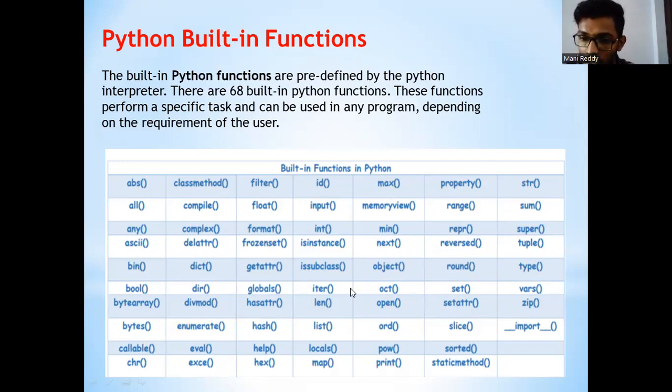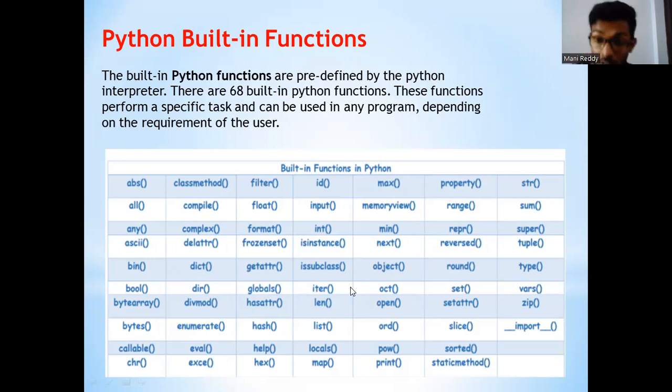__import__, zip, slice, ord, list, hash, enumerate, bytes, callable, eval, help, locals, pow, sorted, staticmethod, print, map, hex, exec, chr. These are all the 68 built-in functions that are there.